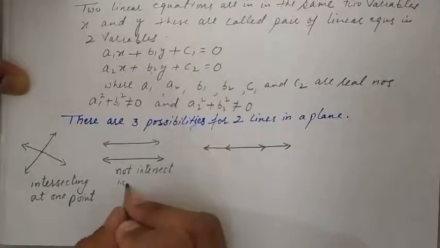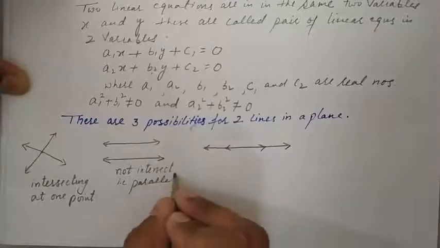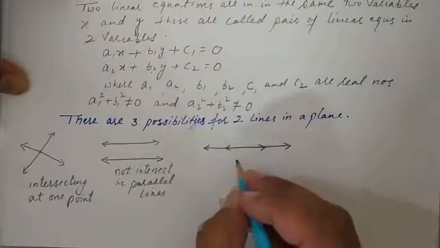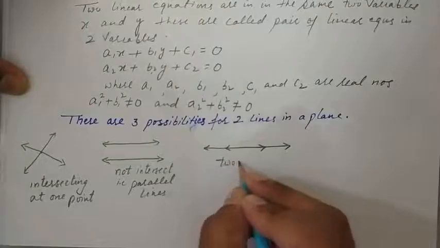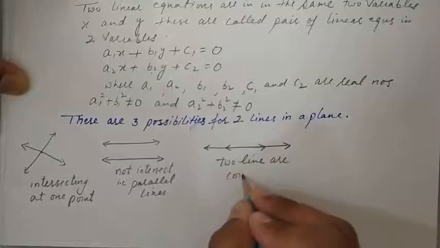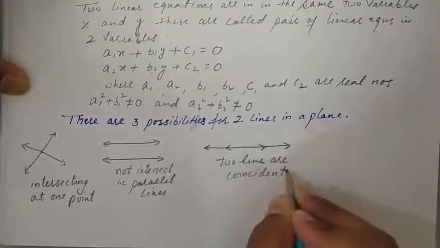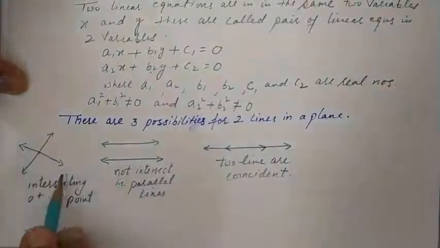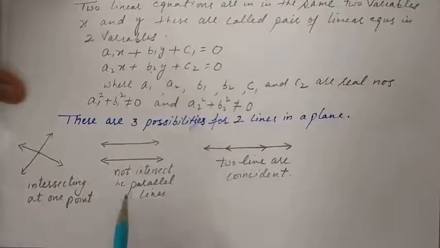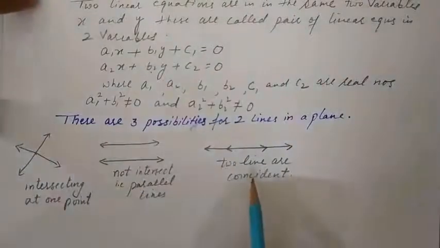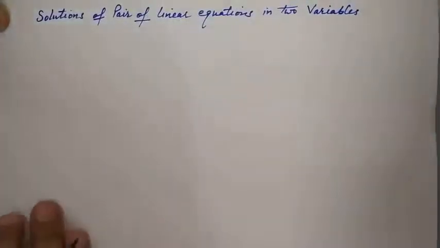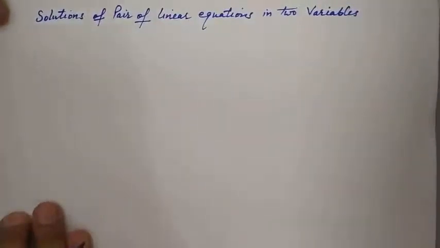That is parallel lines. And the third one is lines are coincident. Two lines, we are talking about two lines. Two lines are coincident. So there will be three conditions. Now we'll study when the lines are intersecting, when they are parallel, and in which condition they are coincident. So now next is solutions of pair of linear equations in two variables.